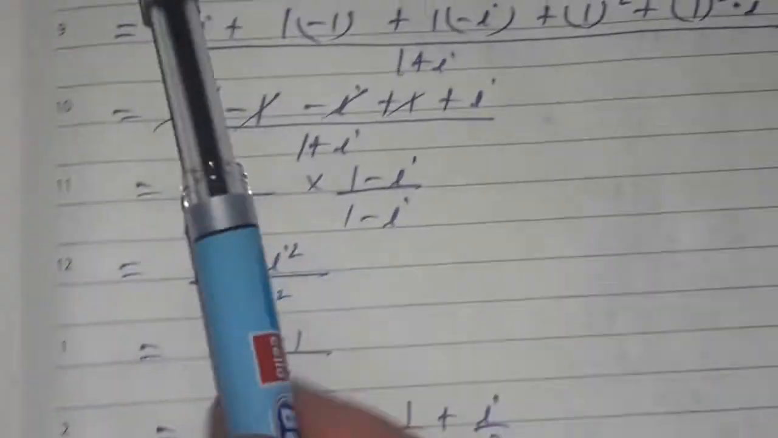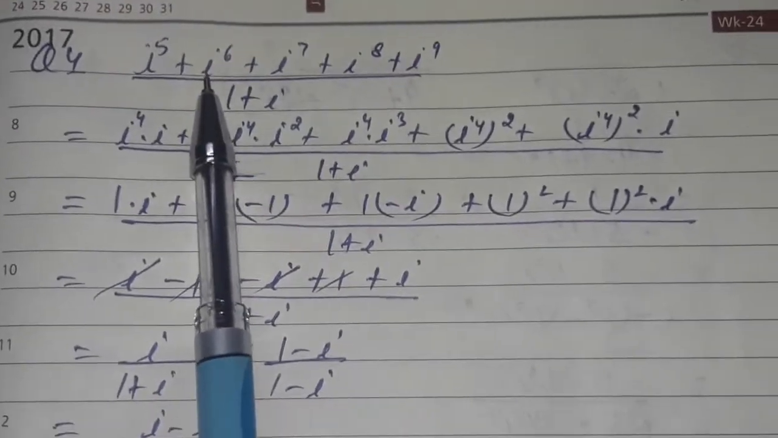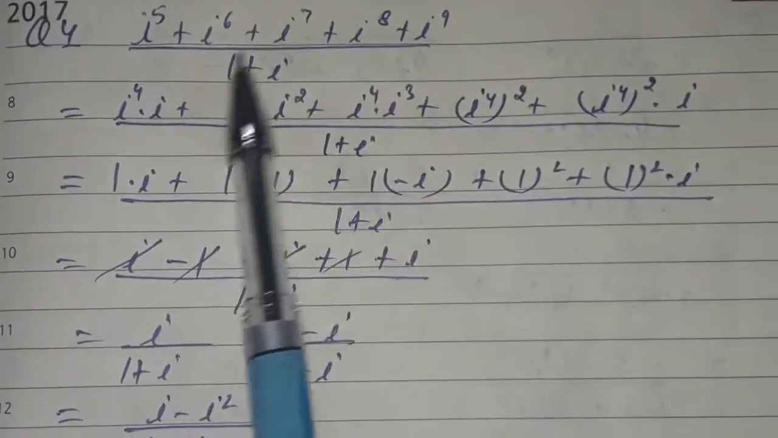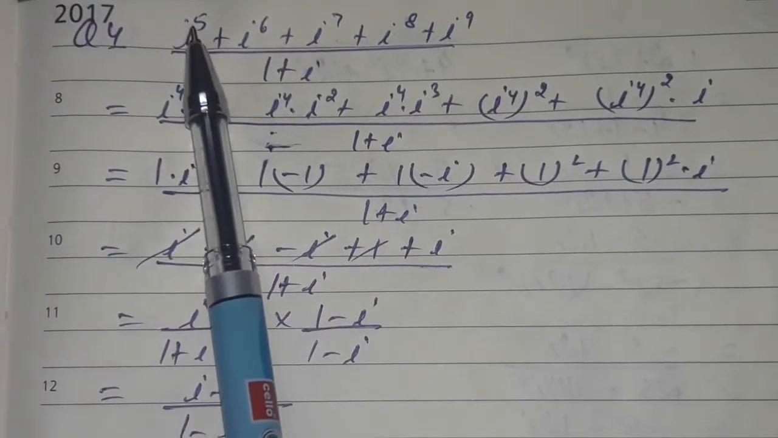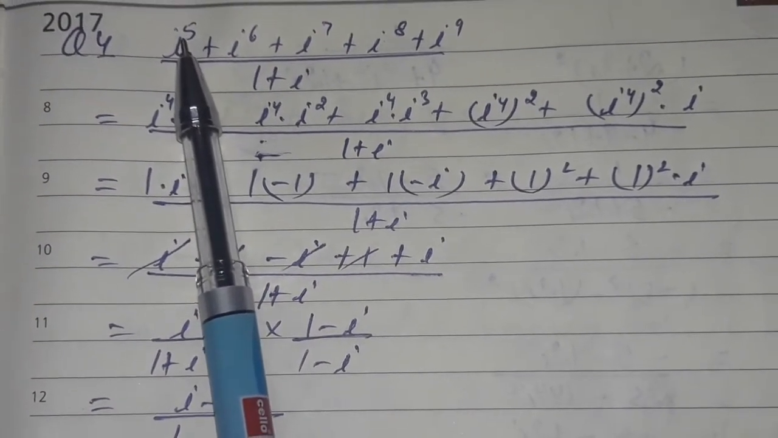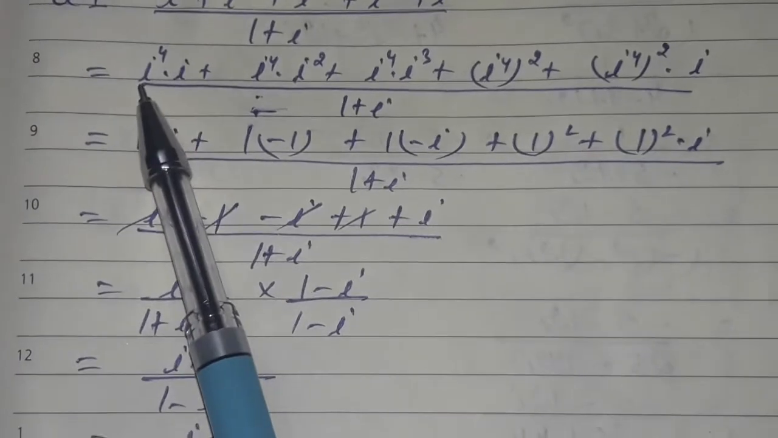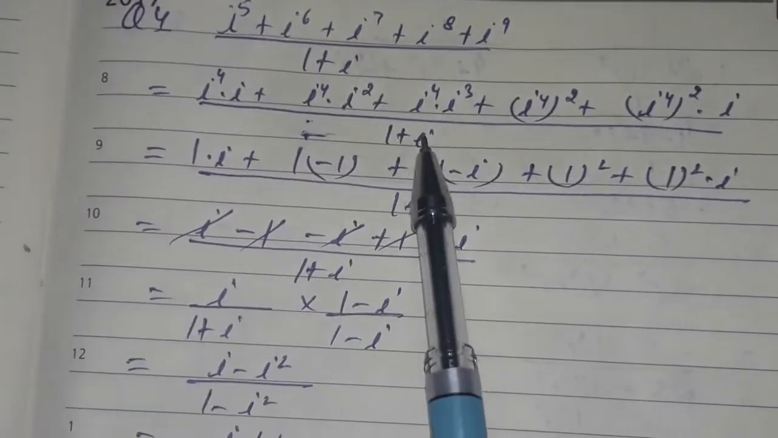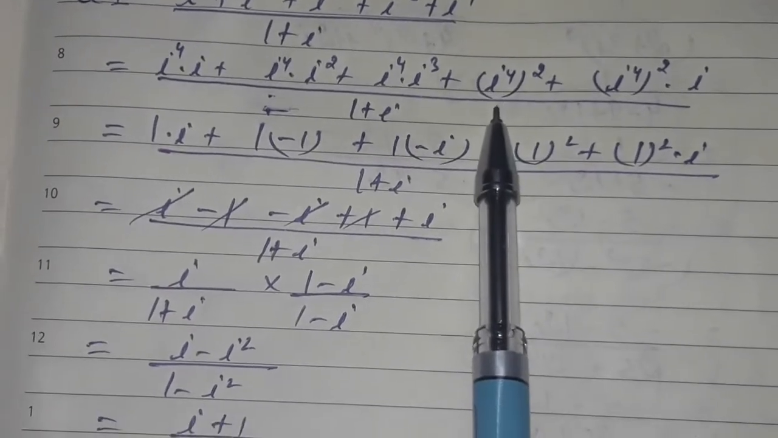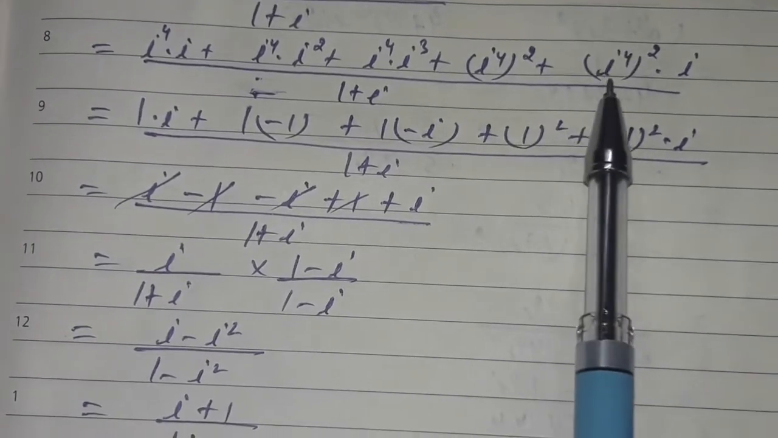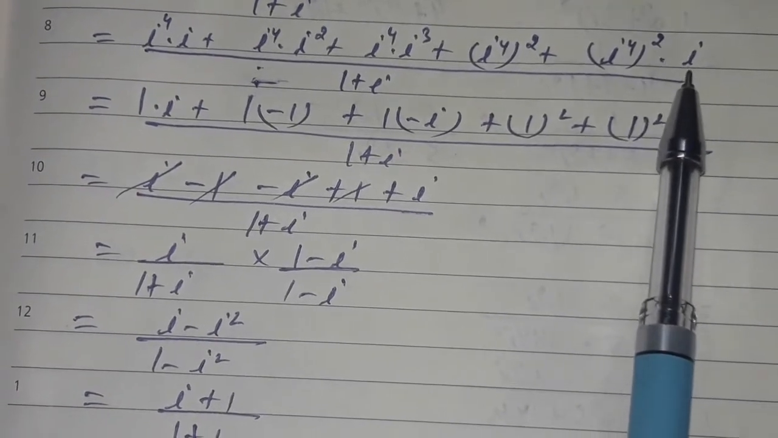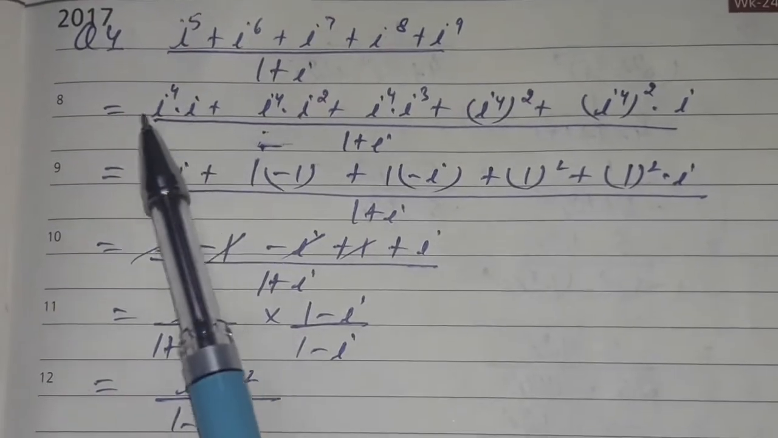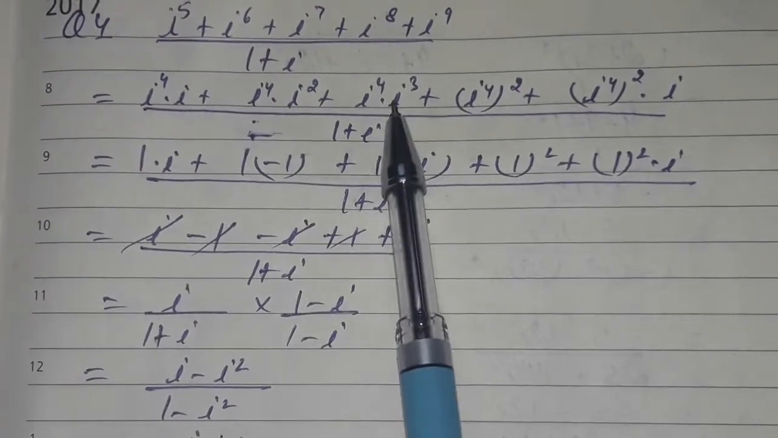Now the next question given: iota to the power 5 plus iota to the power 6 plus iota to the power 7 plus iota to the power 8 plus iota to the power 9, upon 1 plus iota. Simply, first of all we have to solve it by breaking the powers in the form of iota to the power 4 into iota, iota to the power 4 into iota square, iota to the power 4 into iota cube, iota to the power 4 whole square, iota to the power 4 square into iota. Now the value of iota to the power 4 is 1, iota as it is, iota square becomes minus 1, iota cube is minus iota.